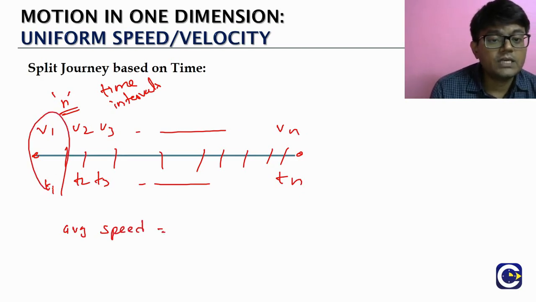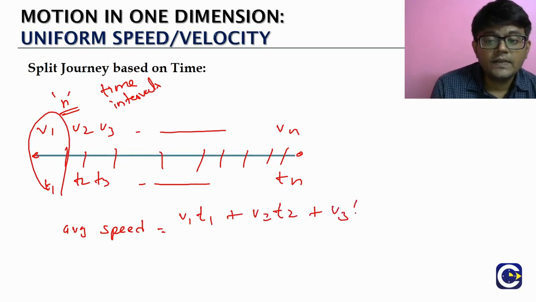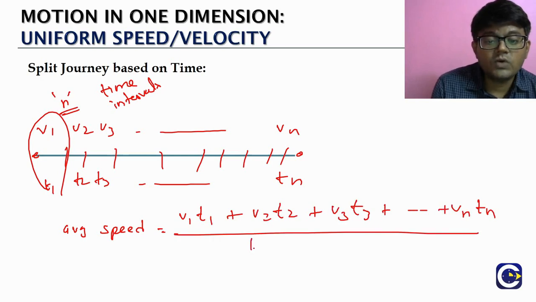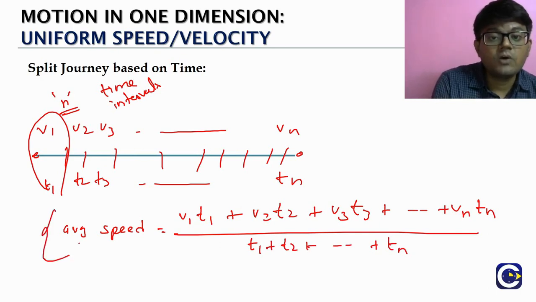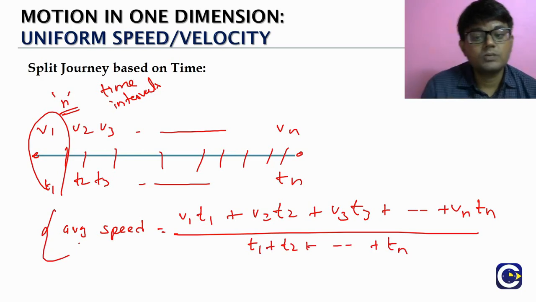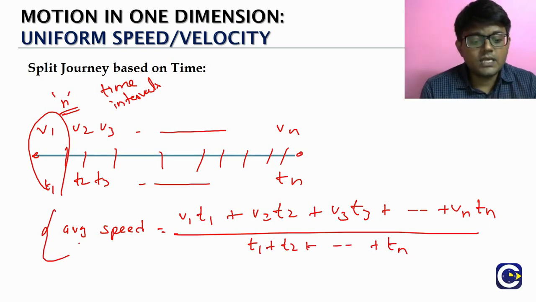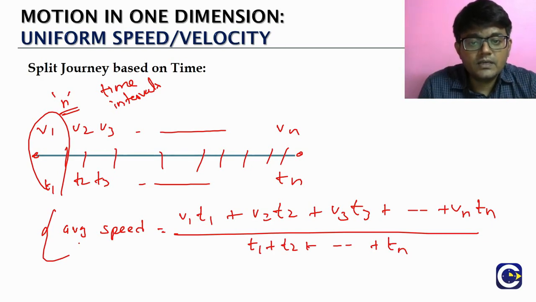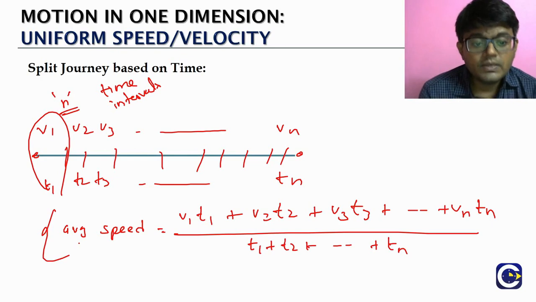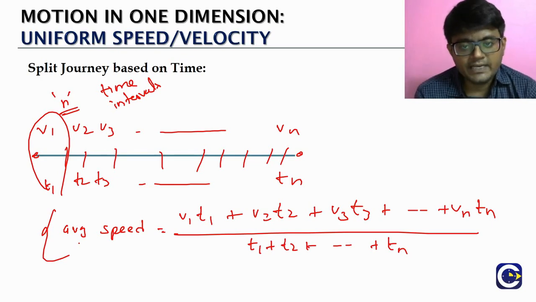In the first interval, what is the distance covered? v1 into t1. In the next interval, the distance is v2 into t2. Next interval, v3 into t3. Like that, we'll have vn into tn. Divide by the total time of the journey, which means t1 plus t2 plus t3 and so on up to tn. This is a very generic formula for the split journey based upon time. So this is one model of question where, if we split the journey based on time into multiple intervals, we can find the average speed of the entire journey.